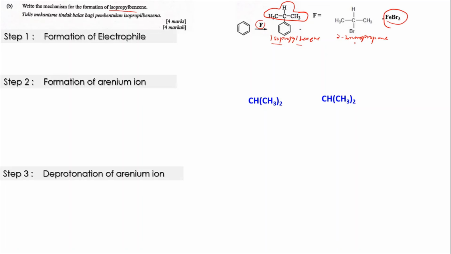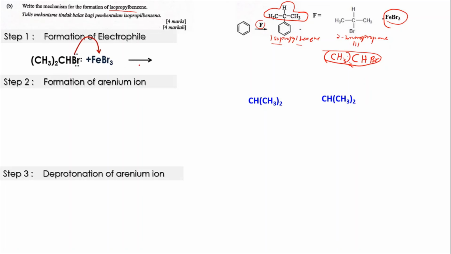The 2-bromopropane can also be written as (CH3)2CHBr, the same meaning. For writing, I will use this one because I want to save space, but if you want to write it expanded, it is still accepted. So for step 1, which is the formation of the electrophile, we're going to react our 2-bromopropane with the catalyst, which is FeBr3. The bromine, which has a lone pair, is going to attack the catalyst at the iron atom.